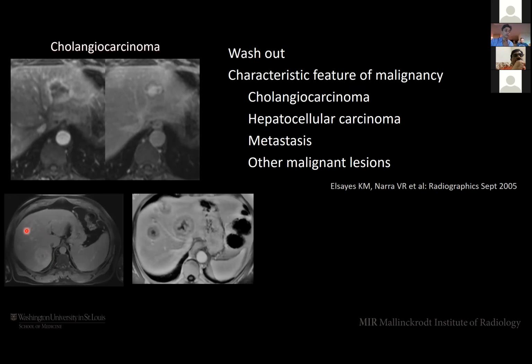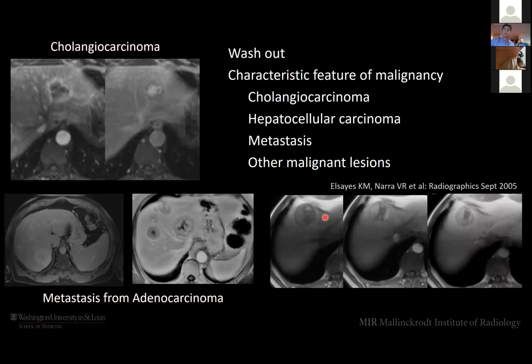Enhancement, peripheral washout, see that progressive central filling and washout. The one on the left is a colorectal metastasis, and the one on the right here is from prostate metastasis. Prostate is also an adenocarcinoma. It rarely goes to the liver, but it can go to the liver and can behave similar to any kind of adenocarcinoma.